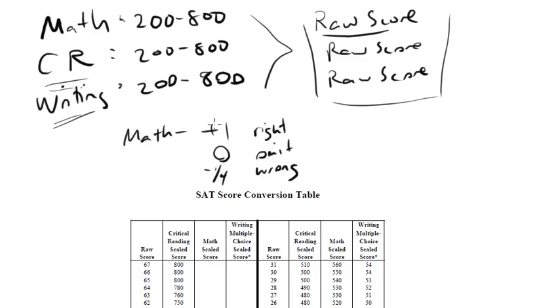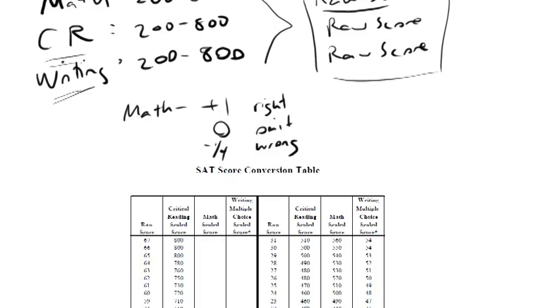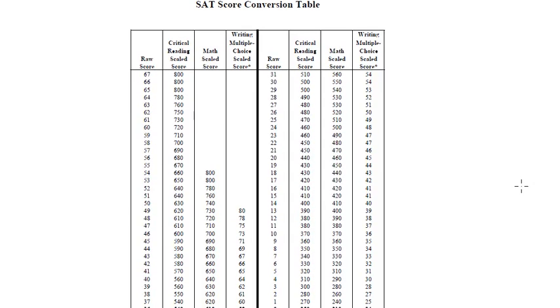So your raw score for these sections is not going to simply be equal to your rights. It's going to be equal to your rights minus a quarter times the number that you got wrong. That is, you put an answer down like B and the answer was D. So they count up your raw score for each of those sections, and then they look at this score conversion table.